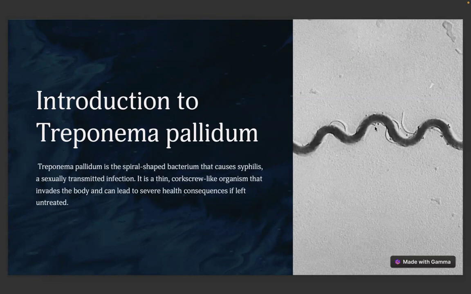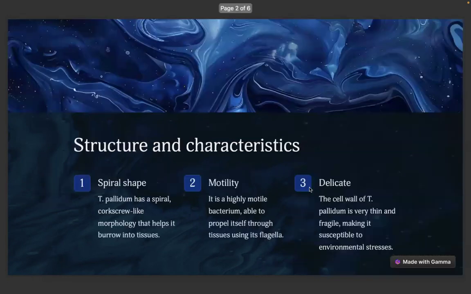So what do you mean by spirochete? When a bacterium under the microscope takes this spiral shape, we call it a spirochete. So what are the characteristics of this bacterium? Treponema pallidum is a motile bacteria, and the main reason for this motility is something called the axial filament. This axial filament lies between the peptidoglycan and the outer membrane of the bacteria.